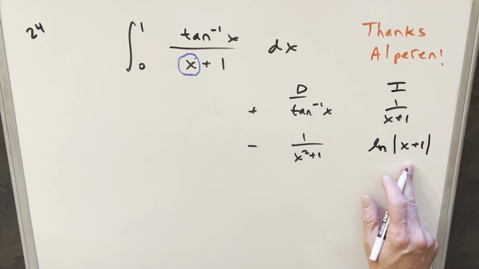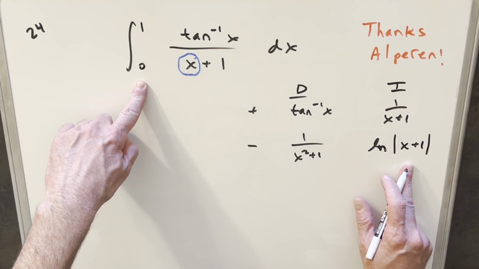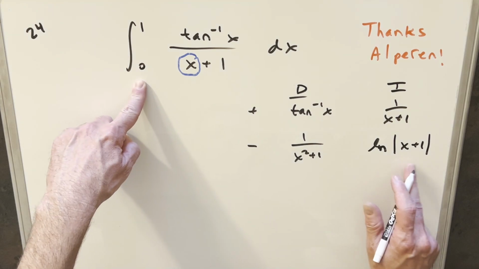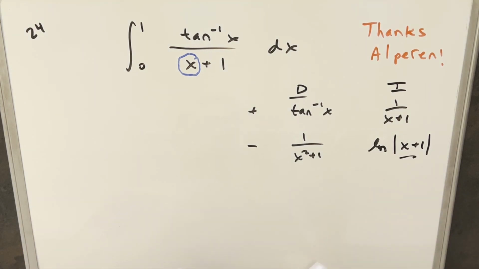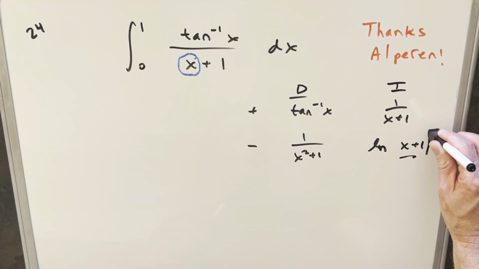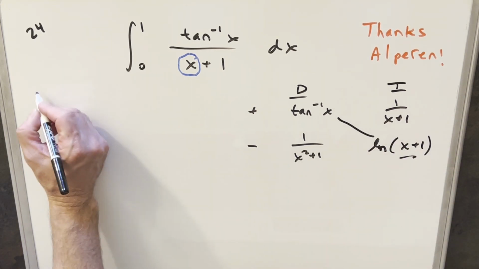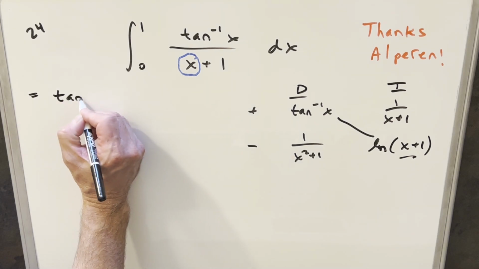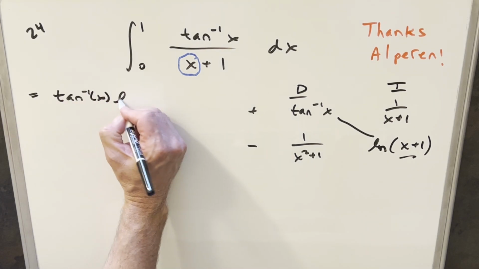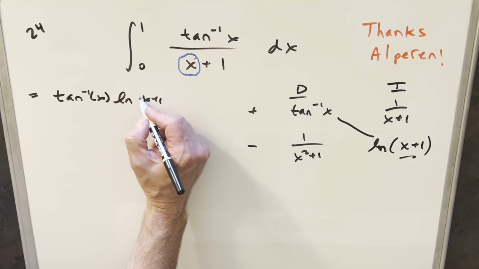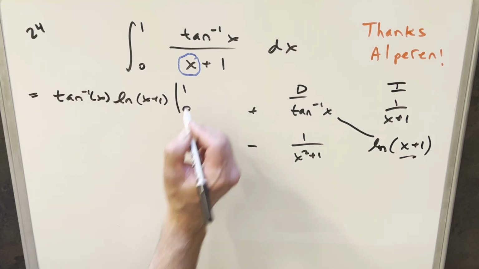I think I can drop the absolute value here just because x is between 0 and 1. So that means that this thing here is always going to be positive. So let me just put parentheses in so we don't let that bother us. Then we have part of the solution here on the diagonal. Let's just put that down. We're going to have arctan of x natural log x plus 1. And we just need to evaluate that from 0 to 1.